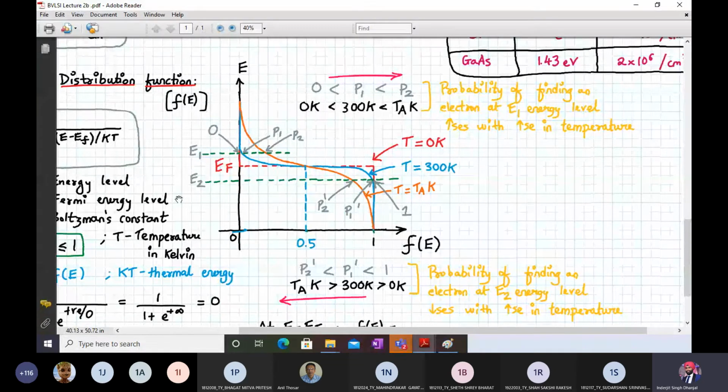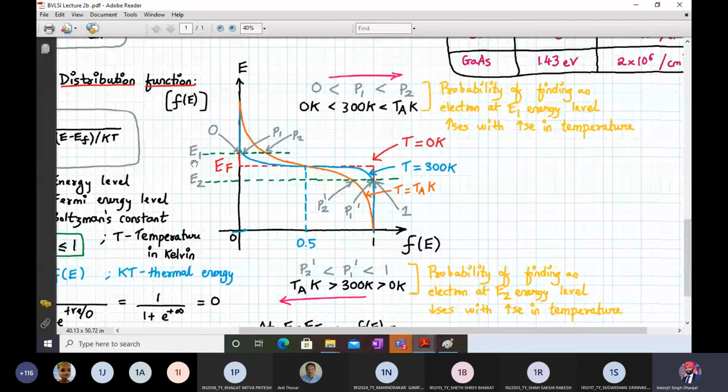See, as we are increasing the temperature, what is happening? Let's consider this energy level E1. Here the probability of finding the electron at 0 degree Kelvin is 0. And as we go on increasing the temperature, the probability of finding the electron goes on increasing. We have marked here the probability of finding the electron at 300 degree Kelvin as P1, and for TA degree Kelvin it is called P2. As you can clearly see, P2 has a higher probability compared to P1, and this 0 is indicating this level only.